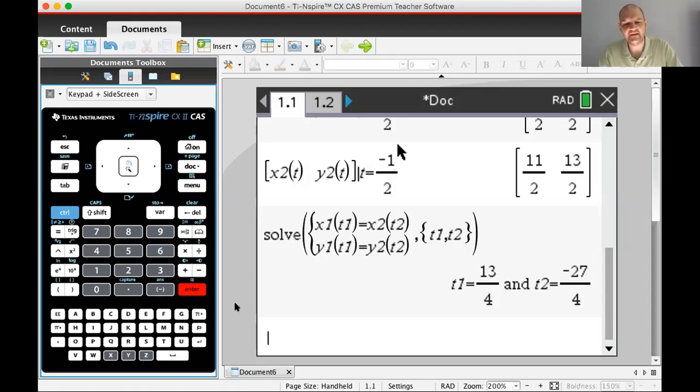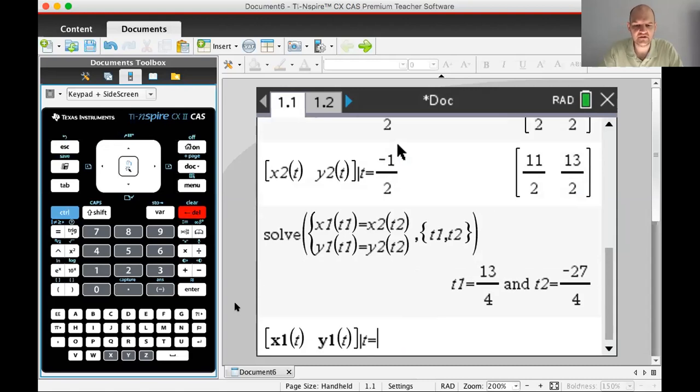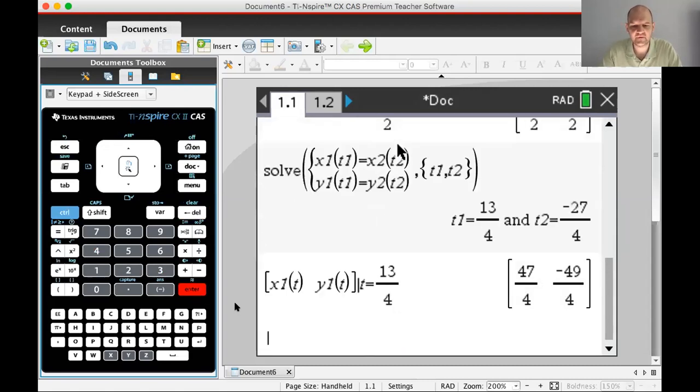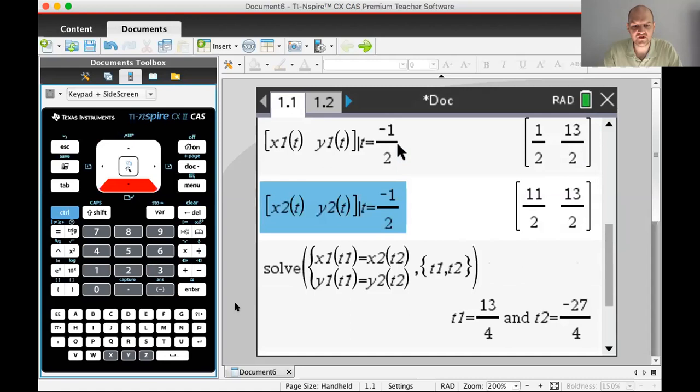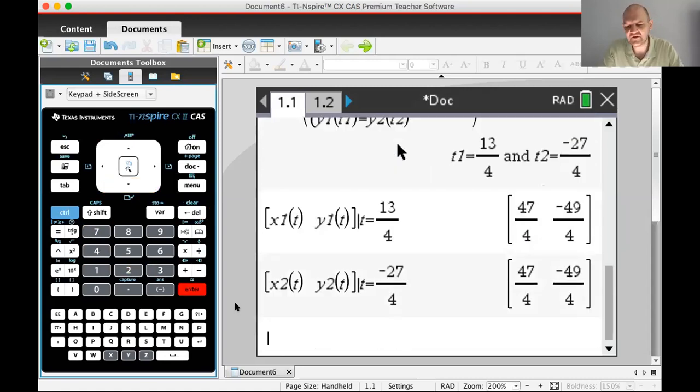Okay. And then let's change this to 13/4. You don't need to do both. I just do both. The calculator's not going to screw up, but I always check it anyway. The intersection point is 47/4, negative 49/4. I'll go back and show you what I'm writing.